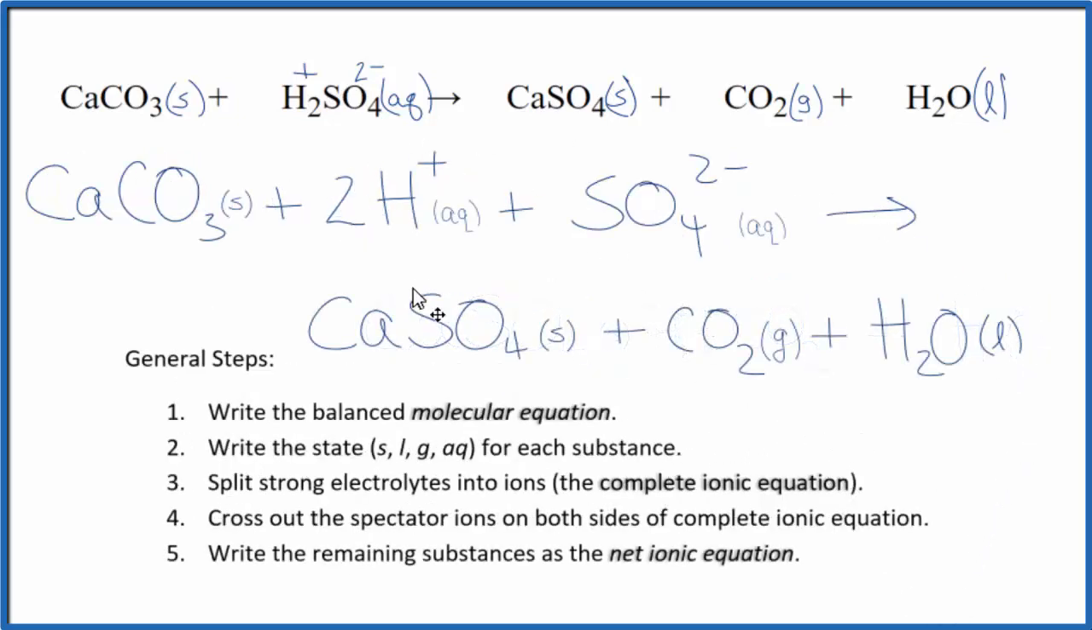And this is our net ionic equation for calcium carbonate plus sulfuric acid. The key here is to realize that when you have compounds that are insoluble or slightly soluble, they'll be written as solids, and we won't break those up in our net ionic equation. Same goes for gases and liquids. We don't split those up either.